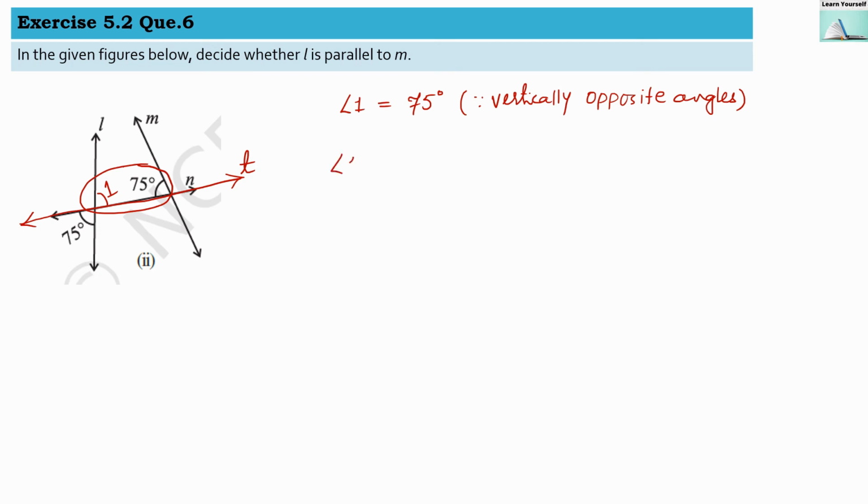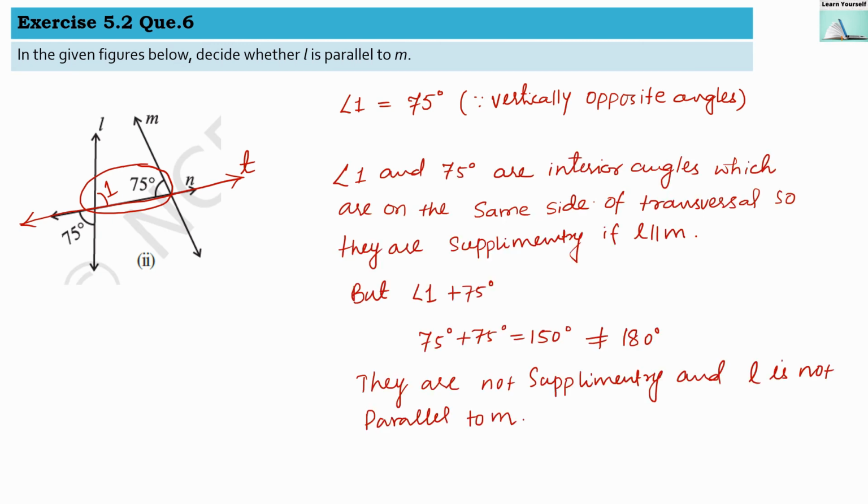So angle 1 plus the 75 degree angle, the sum of these two angles should be 180 degrees, because they should be supplementary. Now angle 1's measure is 75 degrees, plus 75 degrees is 150 degrees, but it is not 180 degrees. So they are not supplementary, and because of that lines L and M are not parallel.